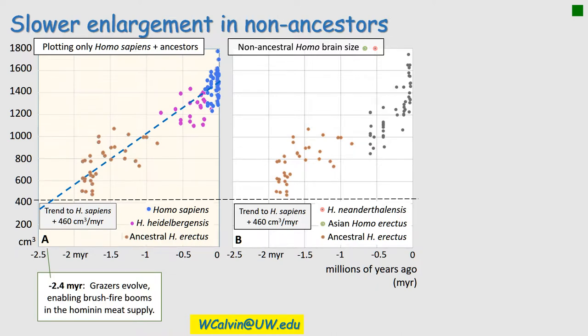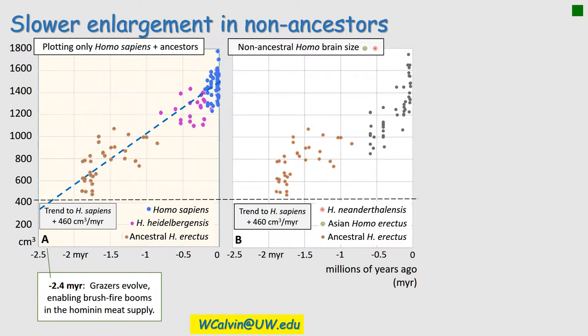So here's the result of that prediction. On the left, we see brain size increasing starting at about 2.3 million years ago, just after grazers evolved. And grazers evolving is what's needed to start the feedback loop running, because they, unlike the herbivores in general, get a big population boom each time there's a brush fire. So on the left, we're plotting brain size only for Homo sapiens and our direct ancestors. So it's leaving out Neanderthals, and it's leaving out the Asian Homo erectus.